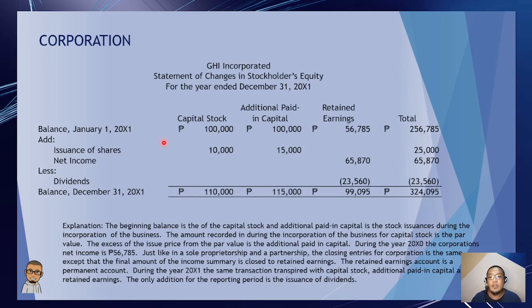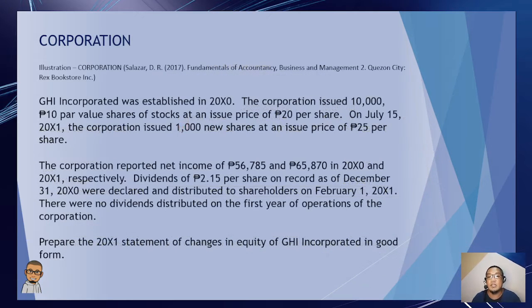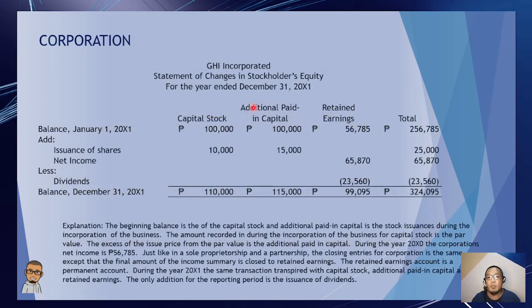Nung January 1 daw, nag-start yung business, nag-issue siya ng 10,000. Okay? Doon galing yun eh. Ito yon nung nag-start yung business. 10,000 shares of stock, 10 peso par value, pero 20 pesos niya nakita yung value. So, paano yung makikita?